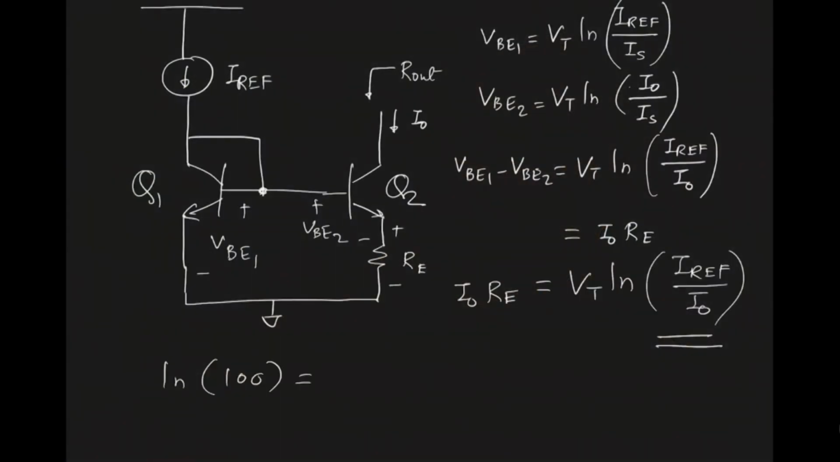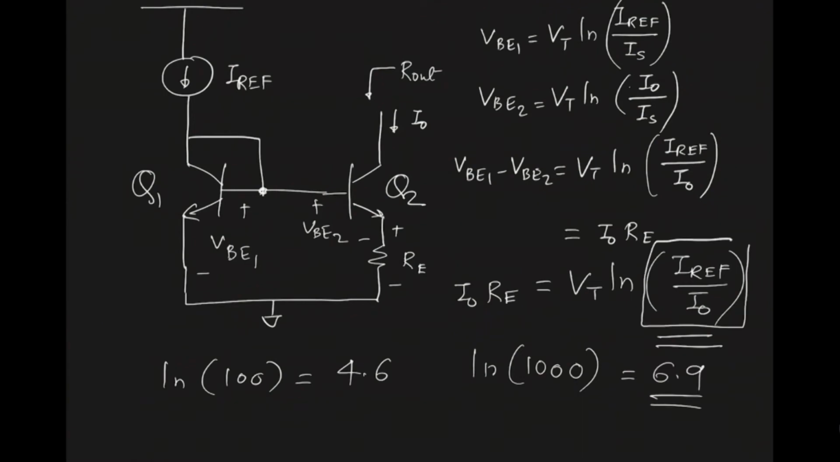The point here I'm trying to make is, if you look at ln of 100, that comes out to be, let's say, 4.6. If you look at ln of 1000, that comes out to be 6.9. The factor inside the bracket is in ln, right? Ln compresses that number quite a lot. So in this particular case, if it's 100, it's 4.6, and if it's 1000, it's 6.9.